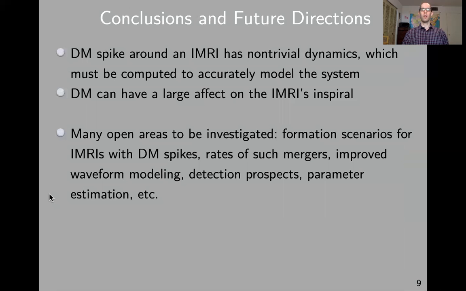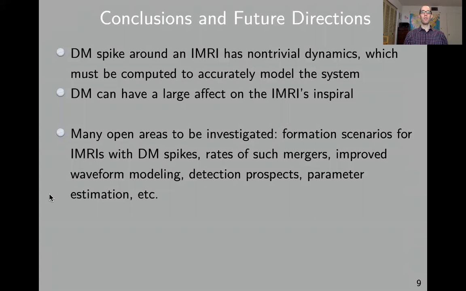Okay, so as my time is nearly up, let me wrap up. So what we have found is that if a dark matter spike forms around an IMRI system, one should take into account the dynamics of the dark matter, because not doing so can lead to significant overestimates of the effect of the dark matter on the evolution of the IMRI. Nevertheless, although including dynamics means that the size of the effect is much smaller than not including dynamics, it still is large enough that the prospects for detection are promising.